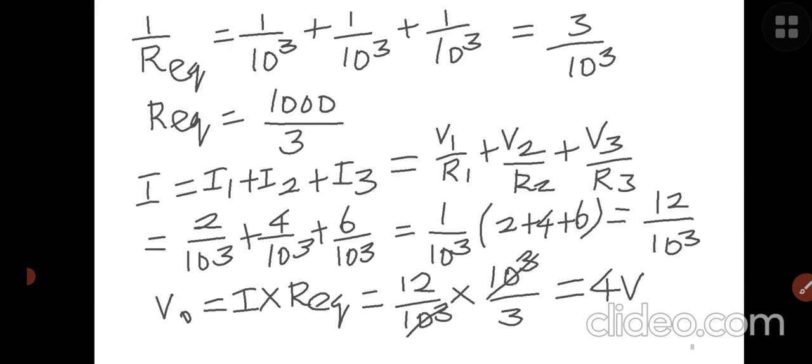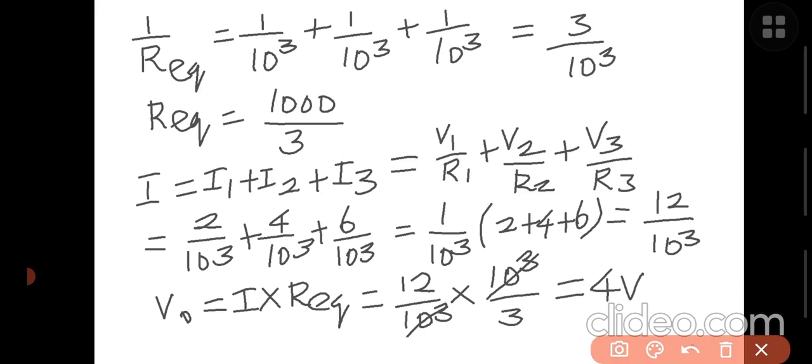Total current I is equal to I1 plus I2 plus I3, where I1 is found as V1 by R1, I2 is equal to V2 by R2, I3 equal to V3 by R3. We know V1 as 2 volt, R1 is 10 power 3, V2 is 4 volt, R2 is 10 power 3, V3 is 6 volt, R3 is 10 power 3. As a result, the total current we found as 12 divided by 10 power 3.